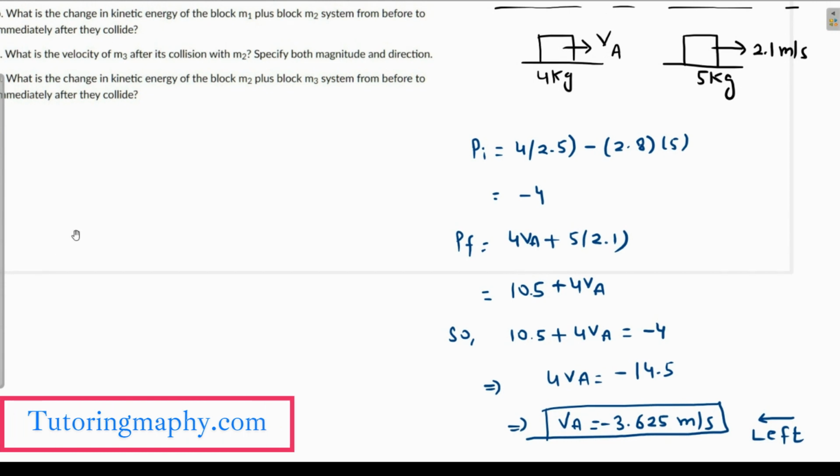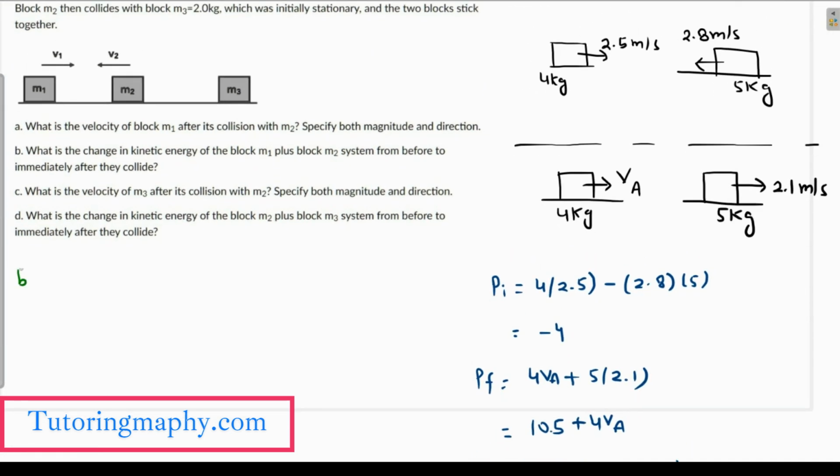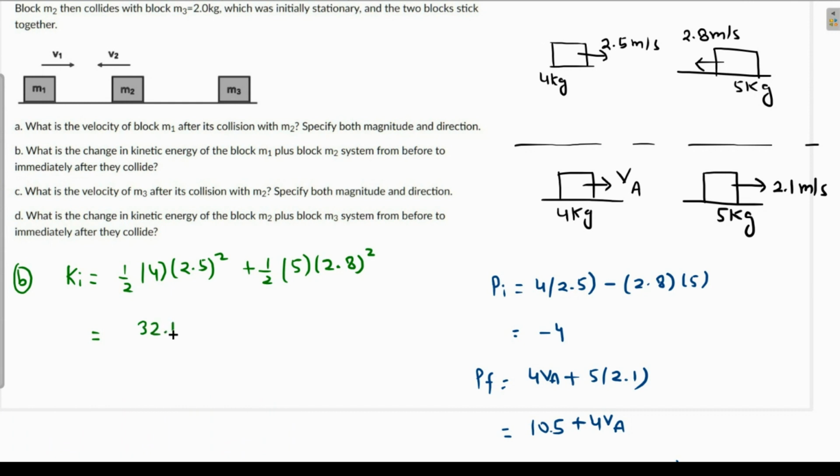Okay, so what is the change in the kinetic energy of block M1 plus M2 just before and after the collision? That's also easier to find because that's just a matter of calculation. So the initial kinetic energy of the system is half times 4 times 2.5 squared, because the kinetic energy is half m v squared, plus the kinetic energy of this one, half times 5 times 2.8 squared. I'm just doing it with a calculator. So that is coming as 32.1 joules.